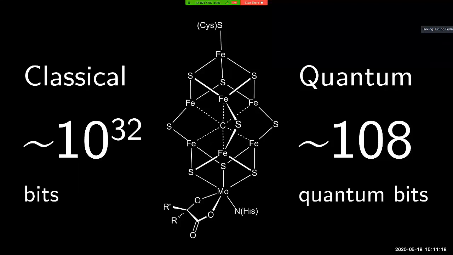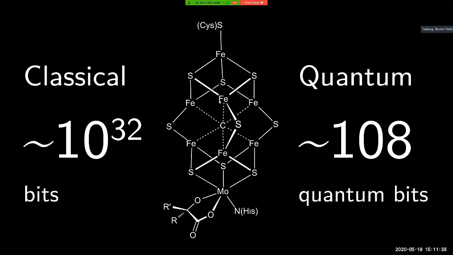So 10 to the power 32 on one side and 100 on the other side. Something like 100. I mean 100 perfect qubits. I will explain more what I mean by perfect qubits on Friday. So 100 qubits in the quantum world, 10 to the power 32 in the classical.